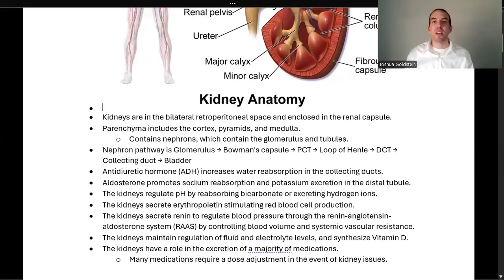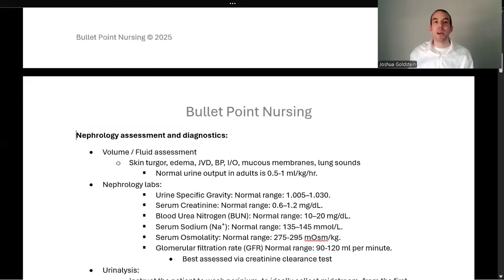And finally, we already talked about this, kidneys have a role in the excretion of a majority of medications, and therefore it's extremely important to recognize that if a patient does have a kidney issue, especially end-stage renal disease, they may not be able to excrete medications properly, and they may need their medication doses adjusted. Let's go ahead and move on to different nephrology assessments and diagnostics.